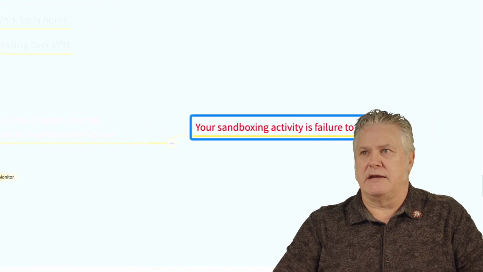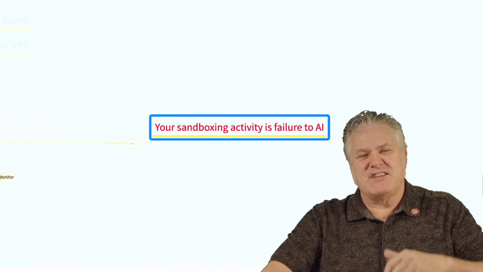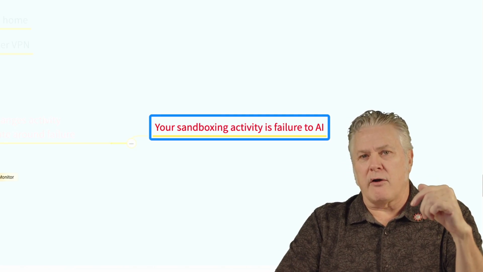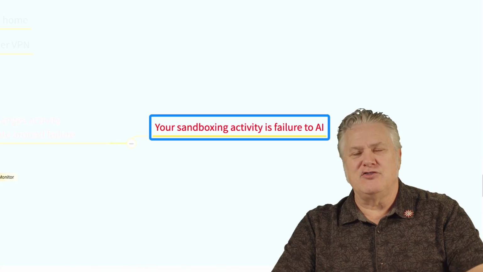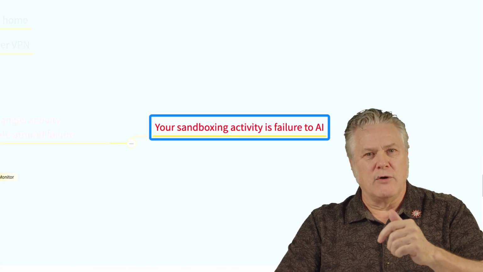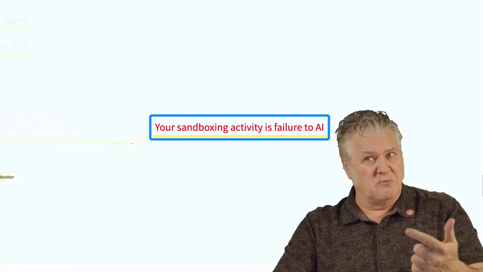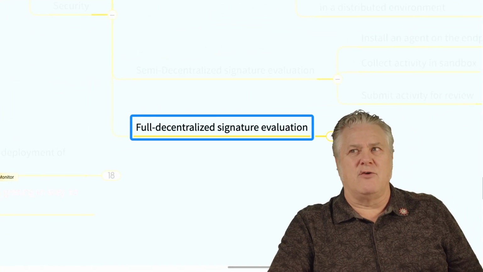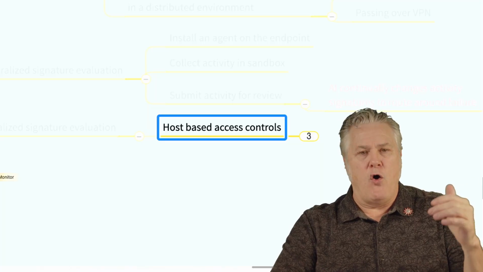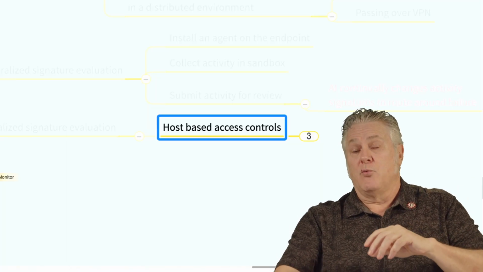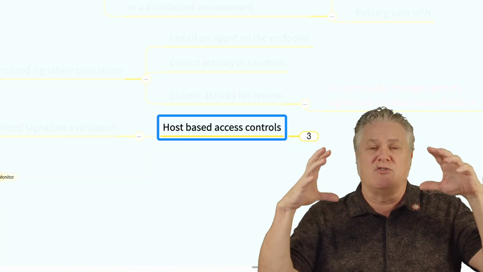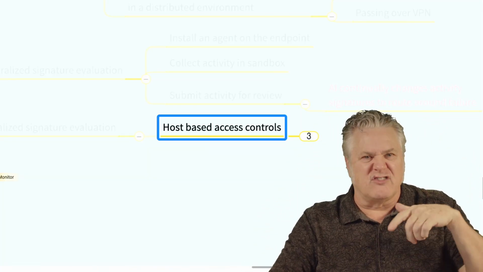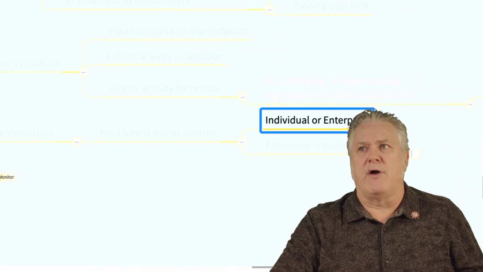Keep that in mind for a second. The sandboxing activity of your EDR looks like failure to the AI, and so if it can get around it, it will. Now, in a fully decentralized signature evaluation, we have host-based access controls. We don't have a centralized location. We have it on the individuals, and we land it right there and run it right there on that tool, and there's lots and lots of automation that happens at that point.